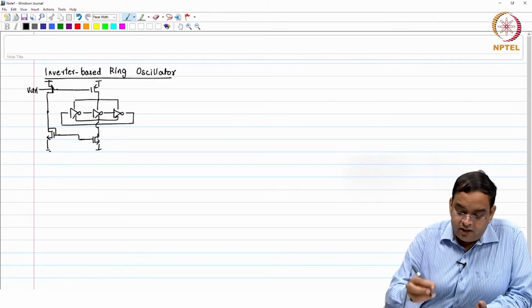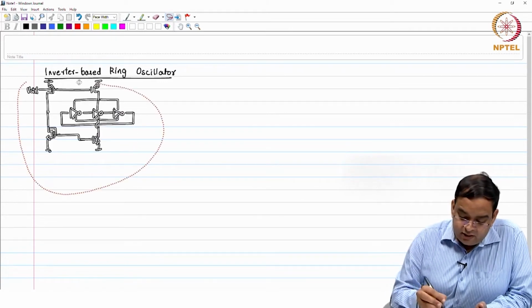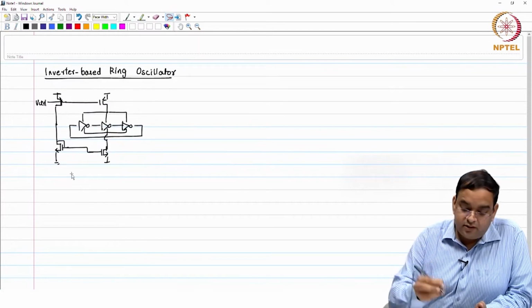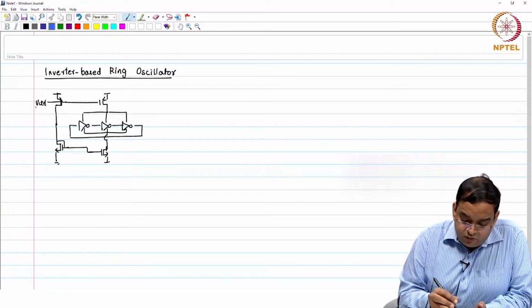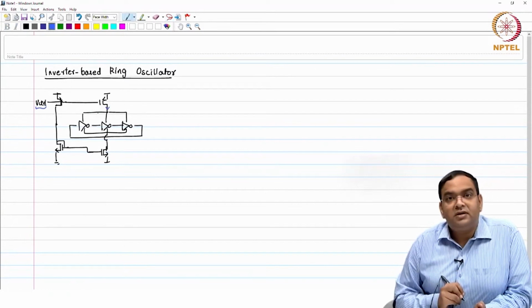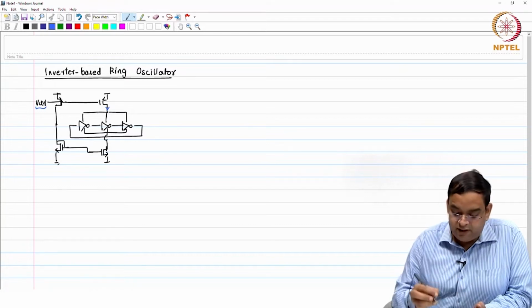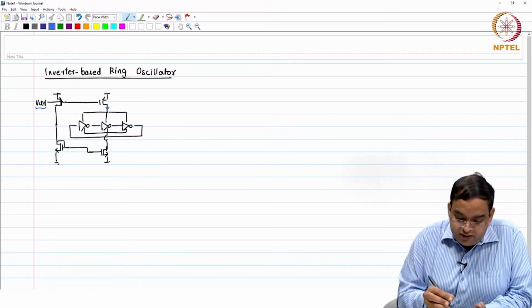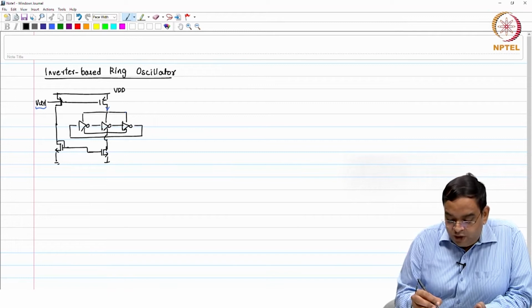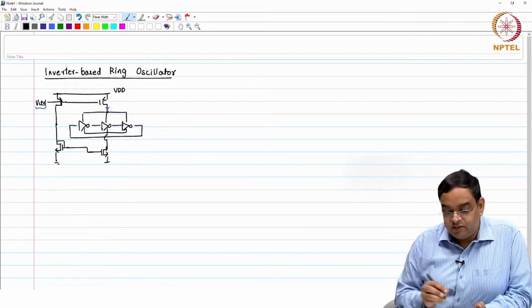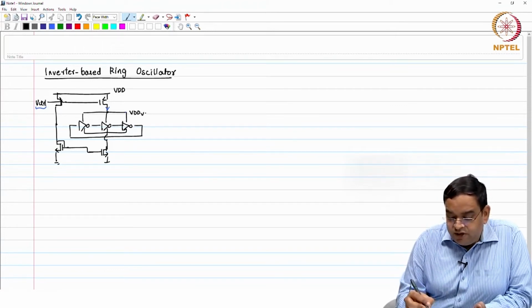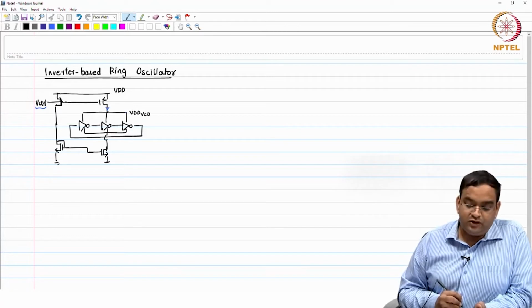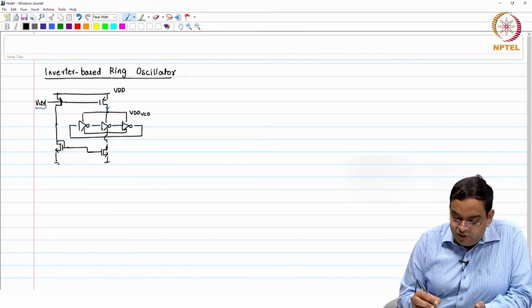An important point here is the following: in this ring oscillator which you see, as you control V control, you are changing the current through the ring oscillator. I will mark the overall voltage as VDD, and the voltage at the source of the PMOS in the inverter is VDD VCO, the VDD of the voltage controlled oscillator. And similarly, you have this lower voltage.